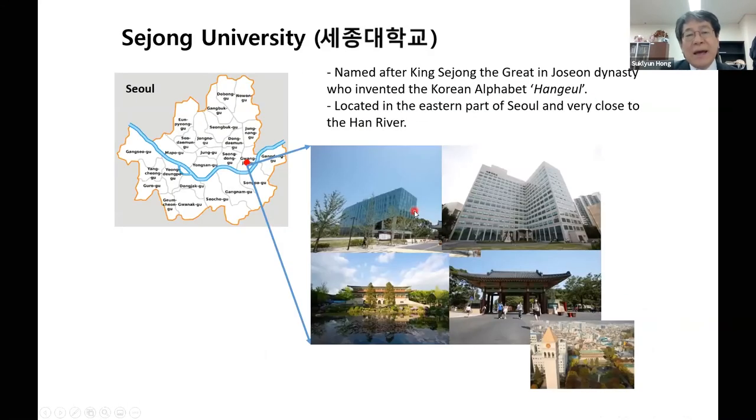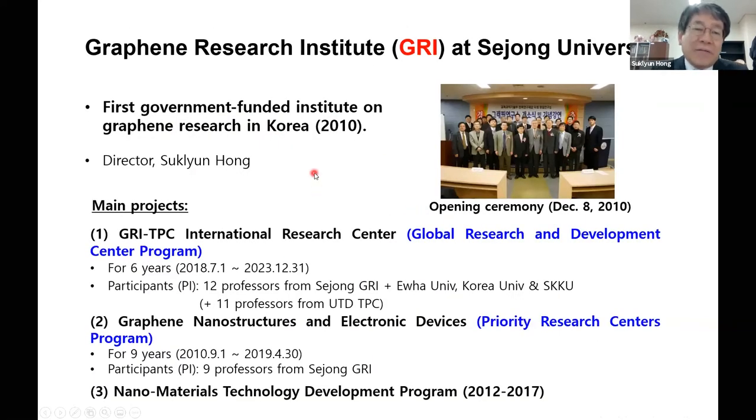I started the Graphene Research Institute in 2010, and it was the first government-funded institute on graphene research in South Korea. I'm directing this institute. So far, we have had three main projects. The first is the so-called Priority Research Centers program, which lasted 9 years and just ended last year. The second one is the Nanomaterial Technology Development Program, which lasted 5 years. And the current one is the Global Research and Development Center program, the so-called GRDC program. We established the GRIT-PC International Research Center based on the Graphene Research Institute.